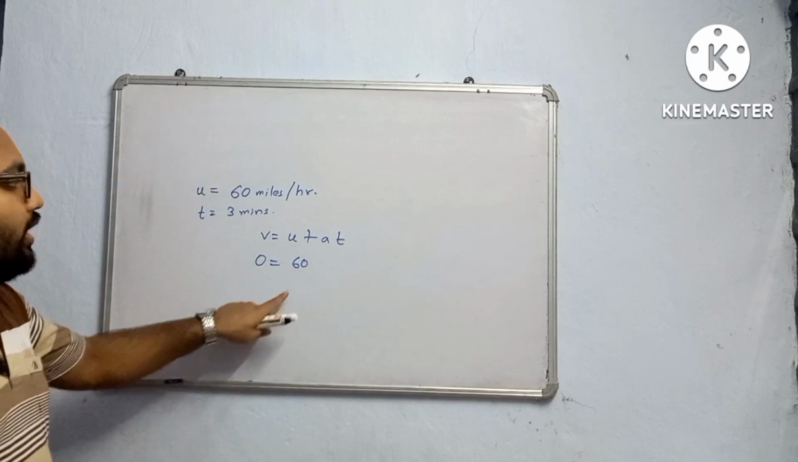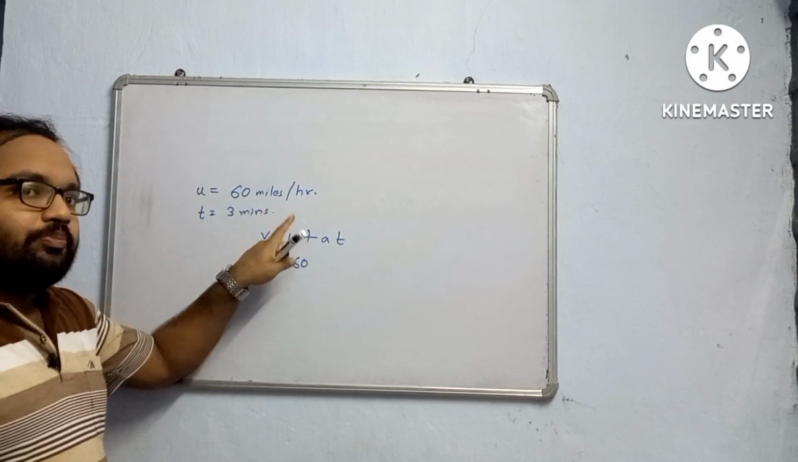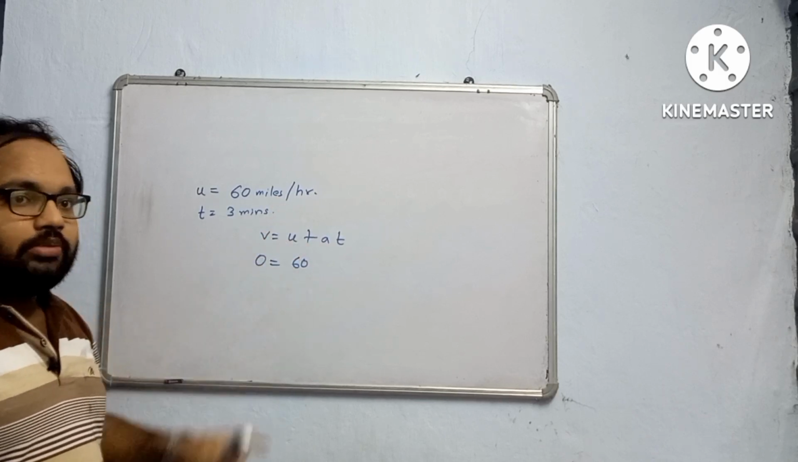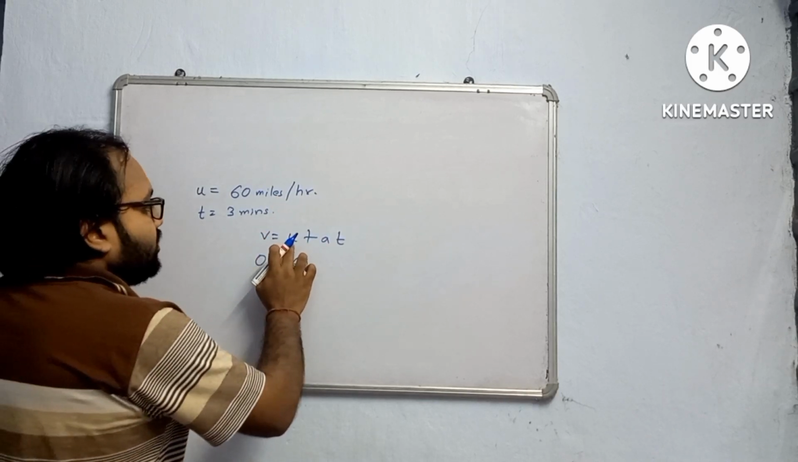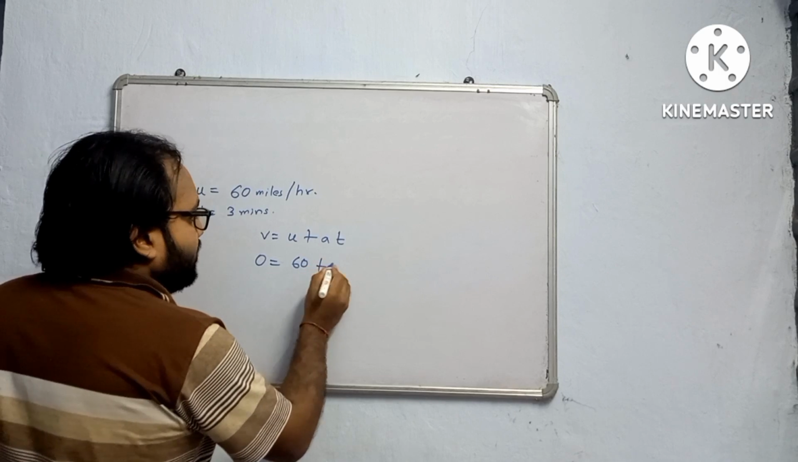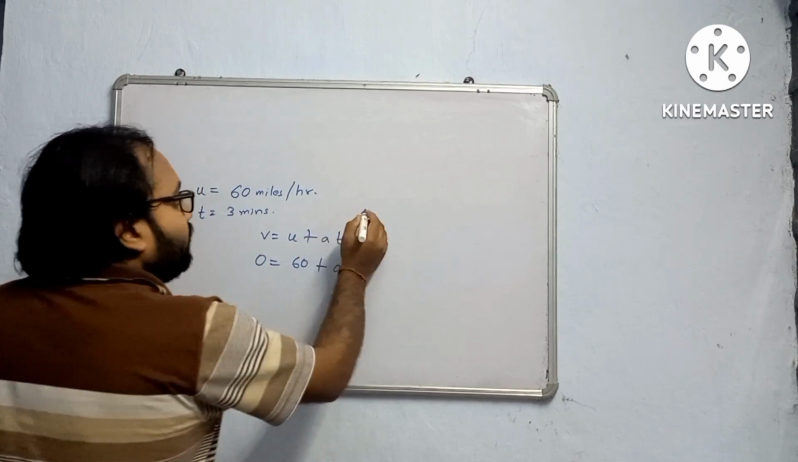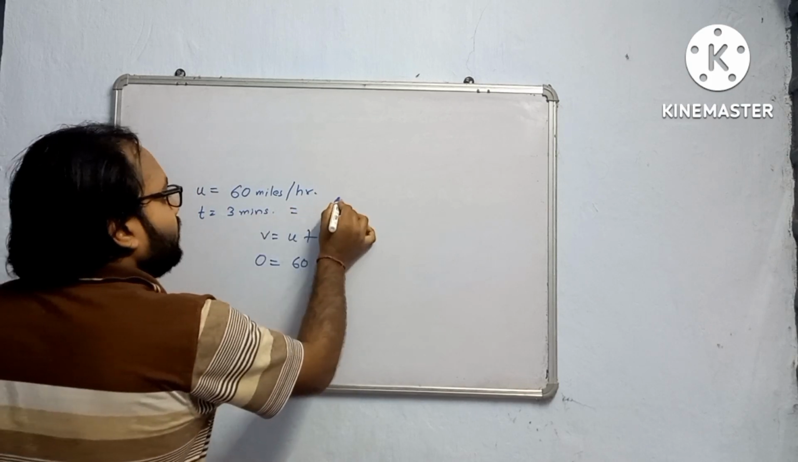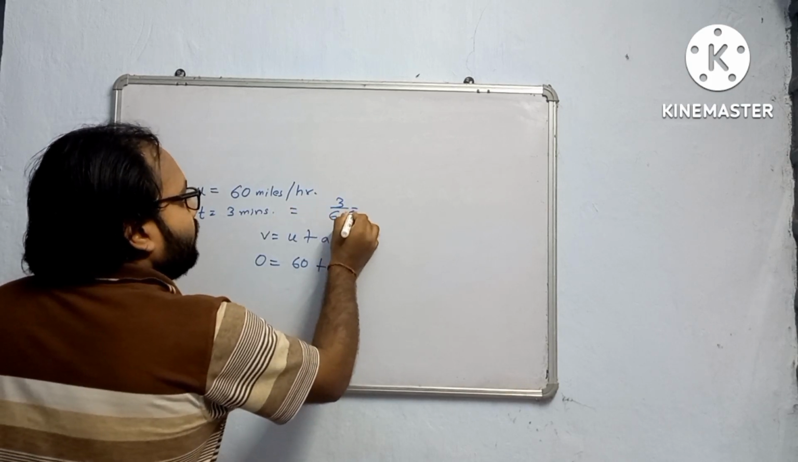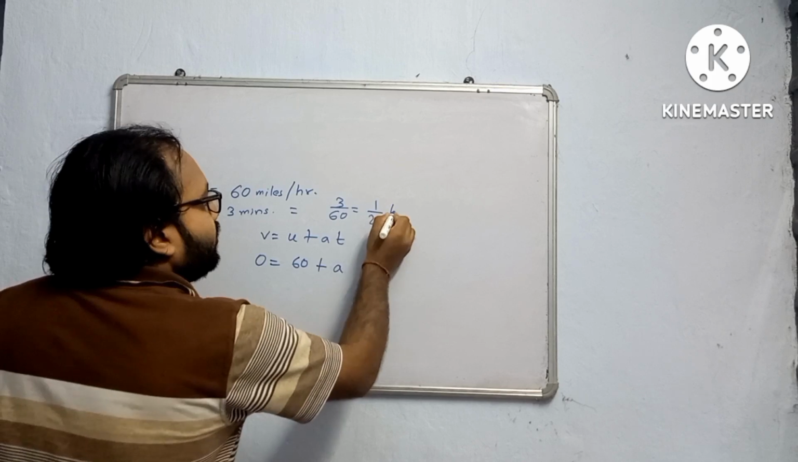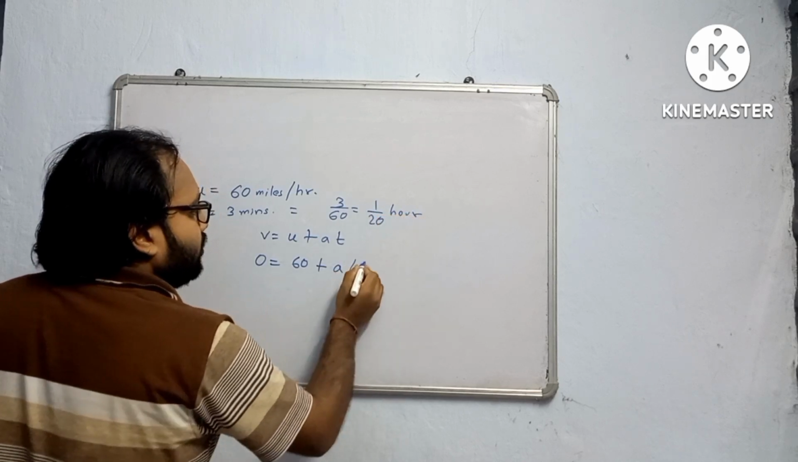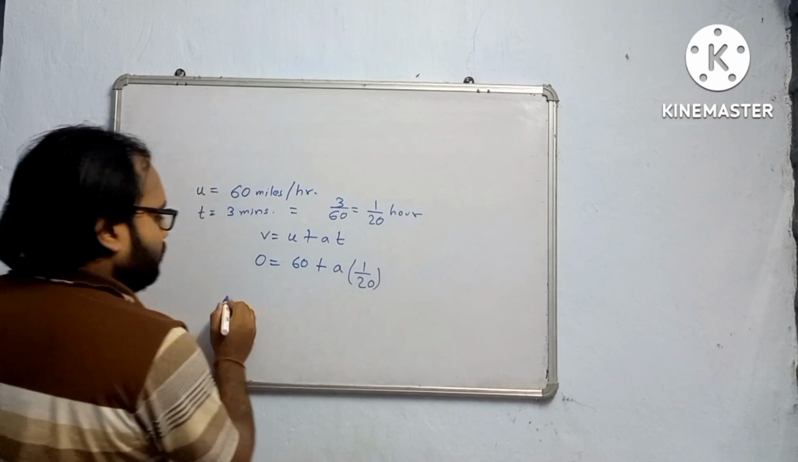Now we will do everything taking miles per hour only. Miles and hour will be our unit. So 60 miles, 60 plus acceleration a, time is in minutes, let us convert into hours. How much is it? 3 minutes, 3 by 60, which is equal to 1 by 20 hour. Into 1 by 20 we will do.